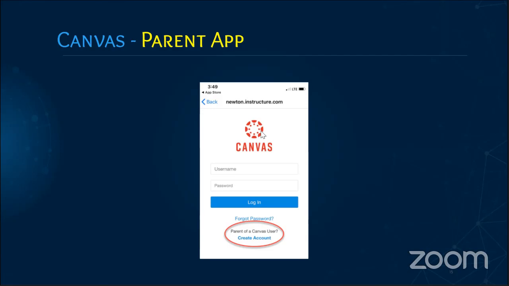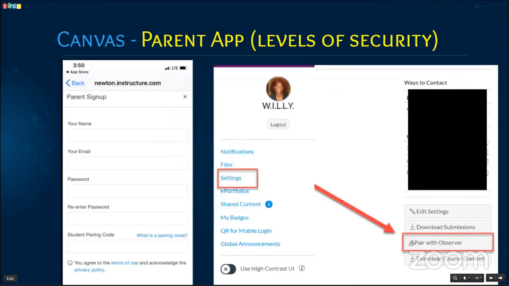After you do that, the final step is kind of confusing, so I'm going to walk you through this step as well. Since Canvas builds in various levels of security, it requires you to add your information as well as a parent code from your student's account. You do this by going to your student's account. So remember I showed you that on the last page? You go to your student's account. On the left-hand side, you're going to click Settings. Then after you click Settings, on the right-hand side, under Ways to Contact, you'll see Pair with Observer.